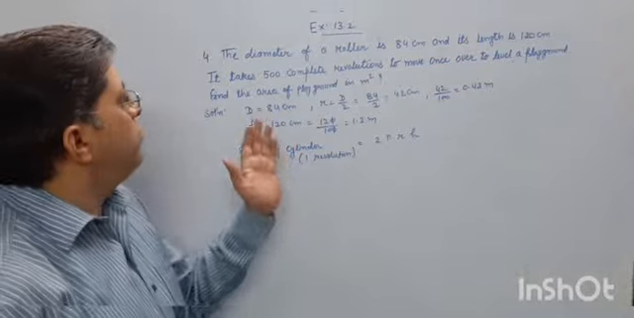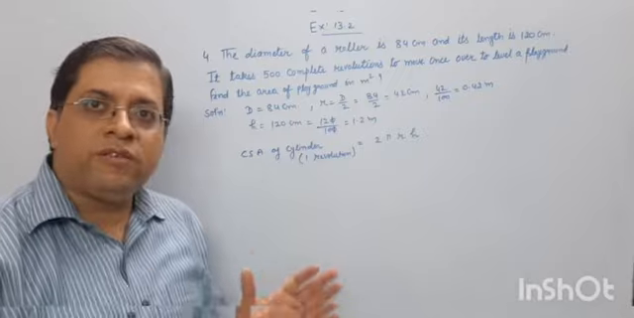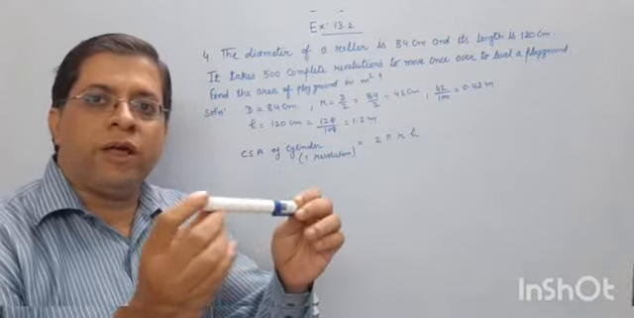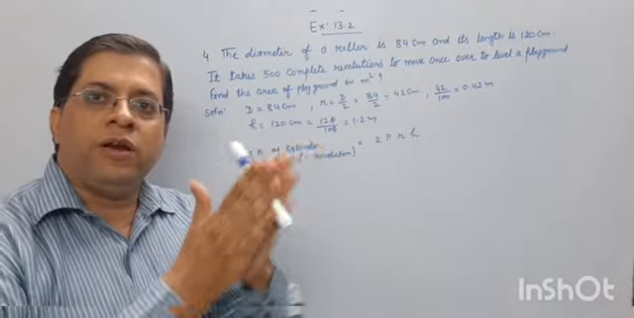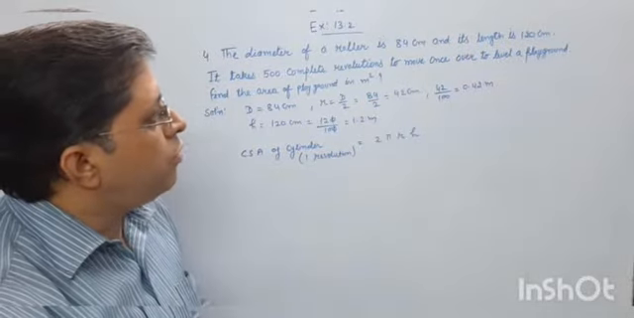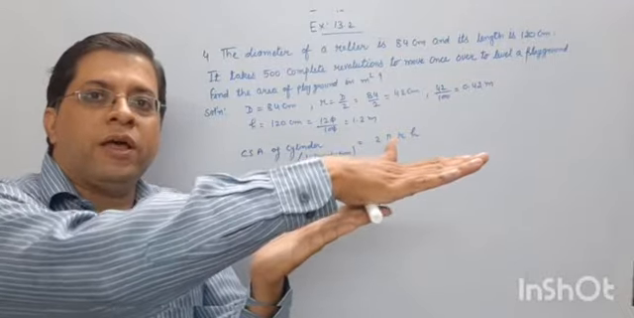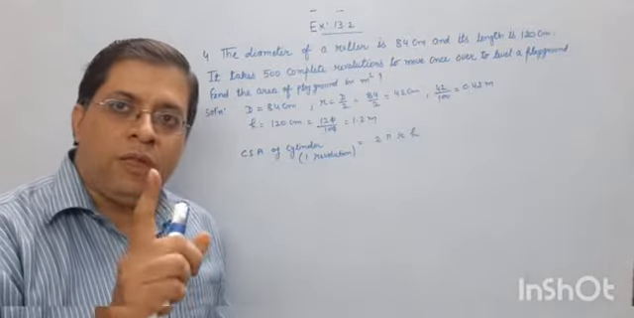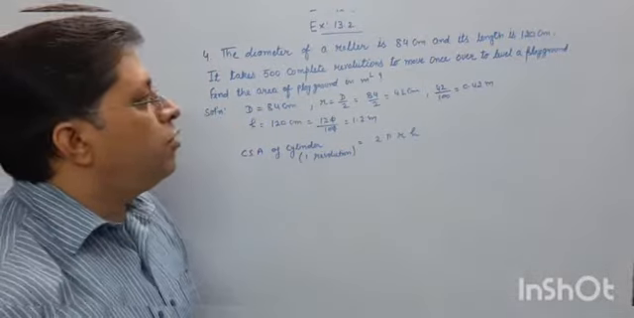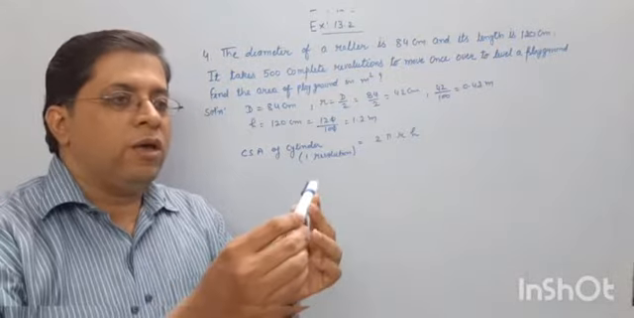The next question is: the diameter of a roller is 84 centimeter and its length is 120 centimeter. It takes 500 revolutions. One cylinder is there, and 500 revolutions are there. To level a playground, the roller is moving like this. And how many revolutions is it taking? 500 revolutions. Then find the area of the playground in meter squares.